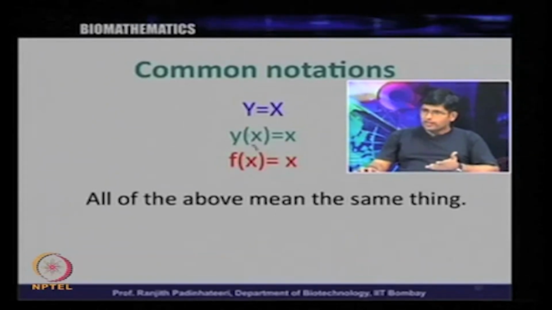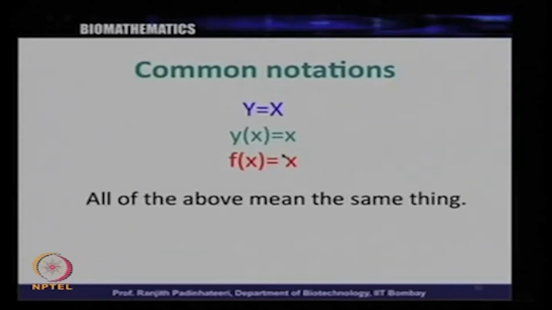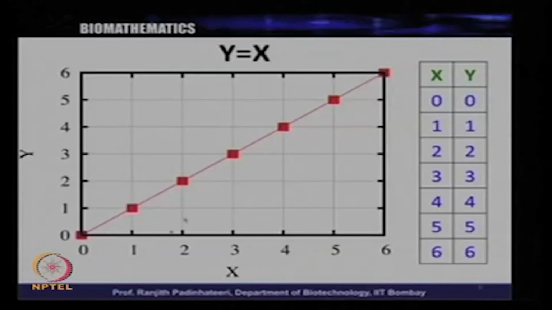So, this is one way of saying y equal to x, or there are three different ways which you can see in different places. For example, if you read a book, the book would have written y of x equal to x, or some books would write f of x equal to x. All of this is essentially what we just saw, this curve. That means for a given value of x, there is a y value which is the same.